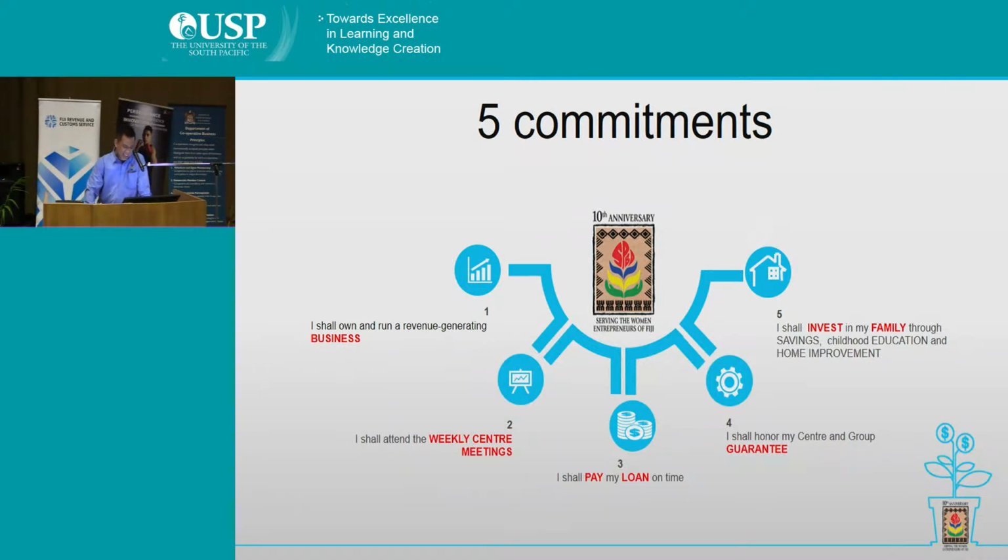Number 3, they have to pay their loan on time. Number 4, they have to honor center and group guarantee, meaning that all of our loans, by the way, do not require collateral or security. We don't ask whether they have a pay slip, because almost 100% of our members are unemployed. Instead of being employed, you own a business, then you are self-employed. And of course they also commit to invest in their family through savings, home improvement, and financial education.